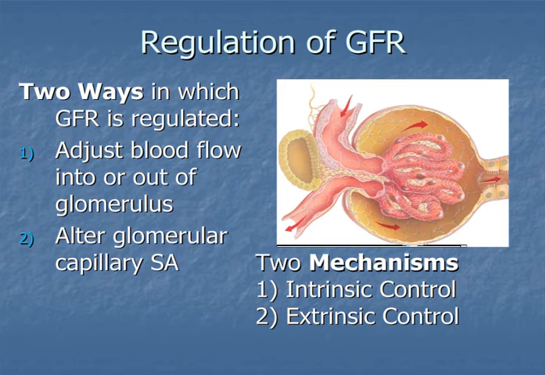Basically, both the intrinsic and extrinsic factors will modify GFR in two ways. One, we will adjust the blood flow into or out of the glomerulus by adjusting the size or diameter of the afferent arteriole. Another way that we can modify filtration rate is basically to alter the permeability of the glomerular membrane.